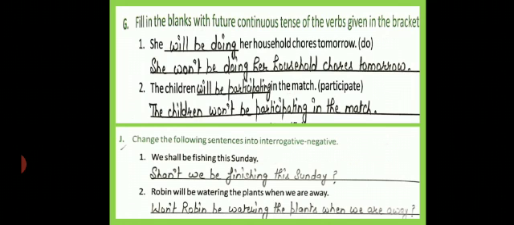In part J, you have to change the following sentences into interrogative negative. We shall be fishing this Sunday. Shan't we be fishing this Sunday? Robin will be watering the plants when we are away. Won't Robin be watering the plants when we are away?